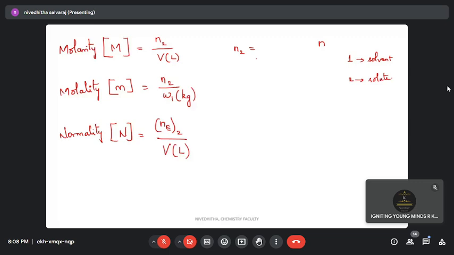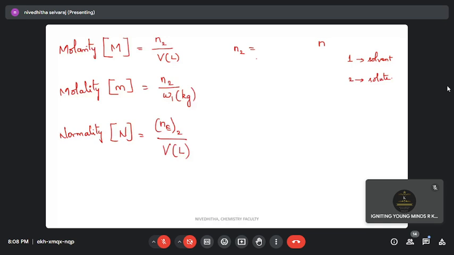Number of moles is weight of the solute divided by molar mass. Number of equivalents of solute is nothing but weight of the solute divided by equivalent weight of the solute. If it is weight by molecular weight, then that represents number of moles. If it is weight by equivalent weight, then that represents number of gram equivalents. As simple as that.